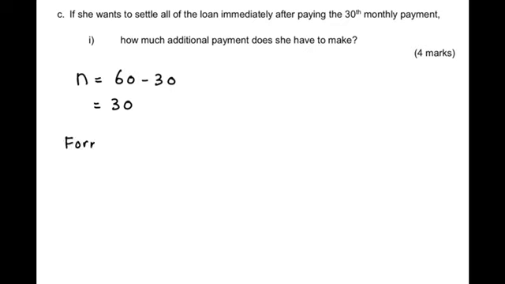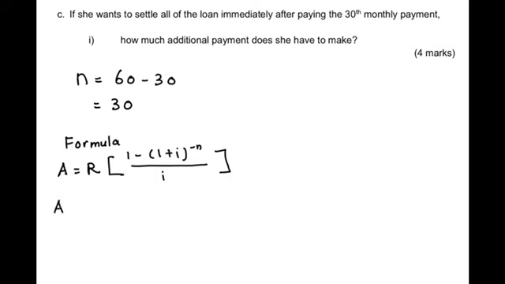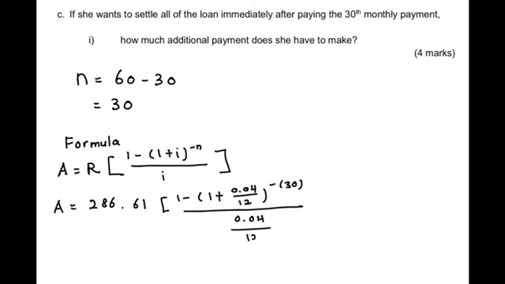Alright, so the formula we'll be using is A equals R times (1 minus (1 + i) to the power of negative n) over i. So we get the amount of R, which is 286 ringgit and 61 cents, times 1 minus (1 + 0.04 over 12) to the power of negative 30, over i, which is 0.04 over 12. So the answer we are going to get is RM 8,169 and 43 cents.